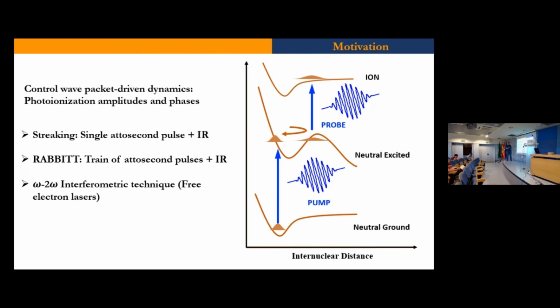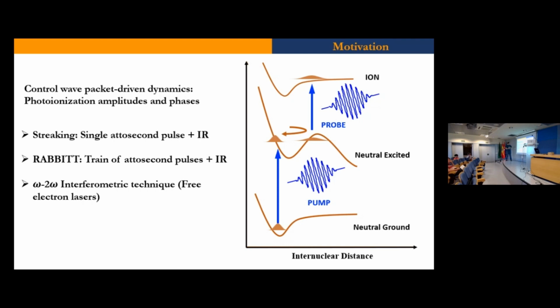So why interferometric? Because you can use the interference between different quantum paths and measure not only the ionization amplitudes, but also the phases of the scattered electron. Why are the phases so important? Because if you have the amplitude and you have the phase of a function, you can completely reconstruct the electronic wave packet. And this has been a goal for a long time in science. Okay. You have some very popular techniques, which are the streaking, using a single attosecond pulse plus an infrared.